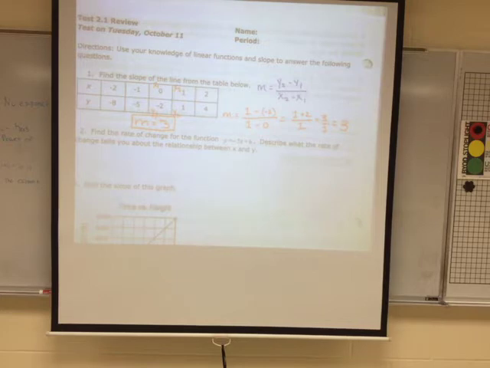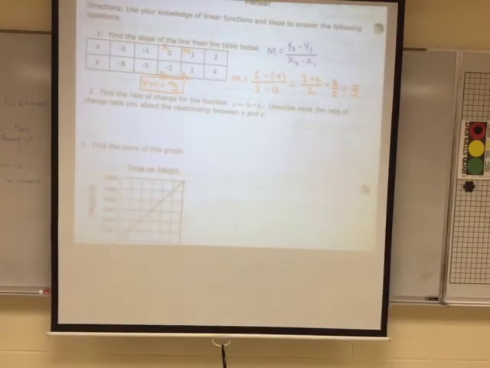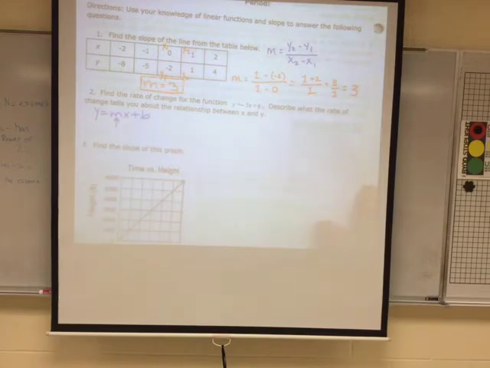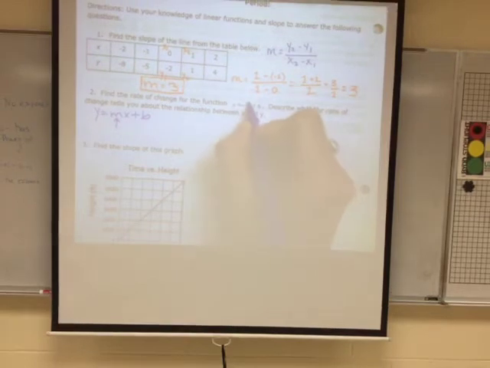Number 2 says, find the rate of change for the function y equals negative 5x plus 6. Describe what the rate of change tells you about the relationship between x and y. Do you remember your rate of change? Your rate of change is your m value in your equation. Here, this equation is already solved for y, so my slope is going to be that coefficient of x. So m is negative 5.